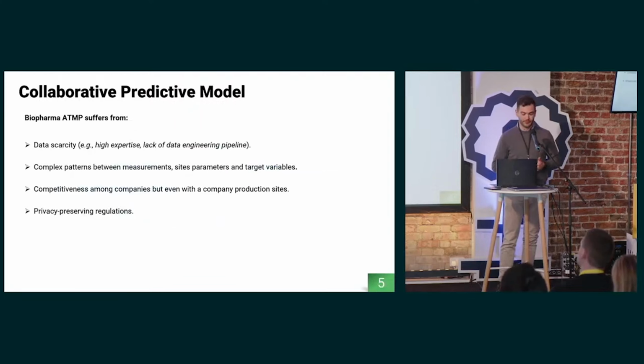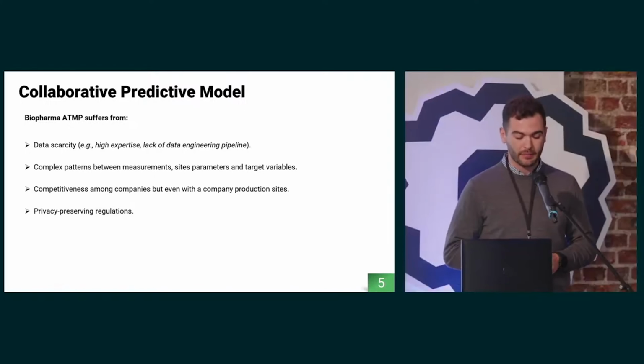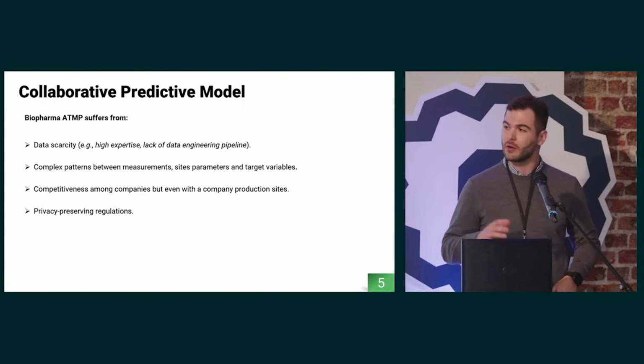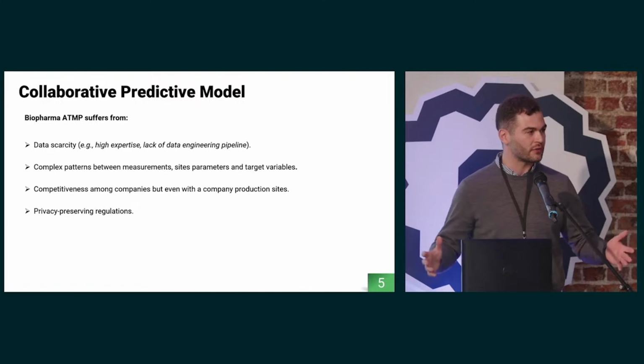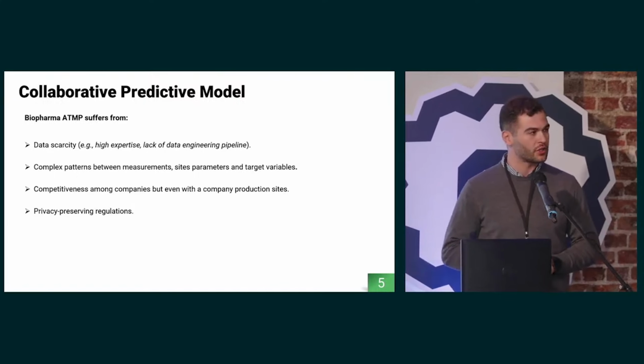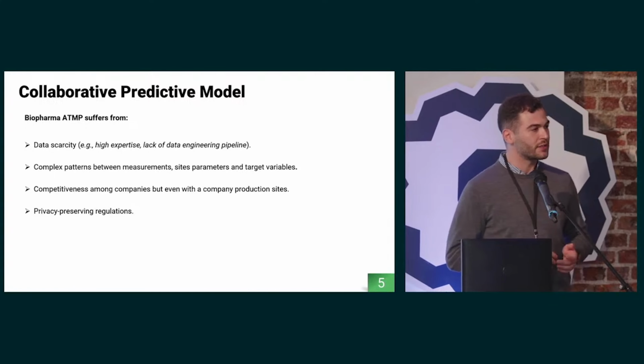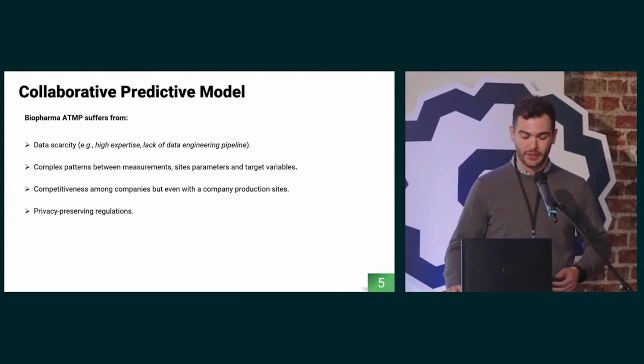And of course, what we have in biopharma and ATMP is a lack of data because of the high expertise needed to annotate those data. Sometimes we don't have harmonization between all the sites and manufacturer production sites. You have complex patterns between the measurements, the site parameters, and also target variables, but also competitiveness among companies. And even sometimes within a company, several manufacturers or sites are going to be in competition with each other. And of course, we have privacy-preserving regulations concerning the patients.